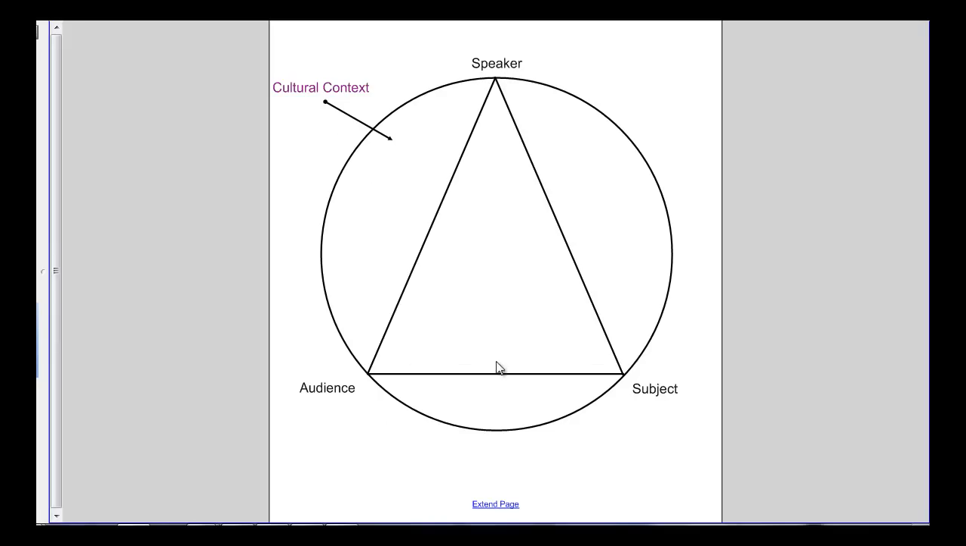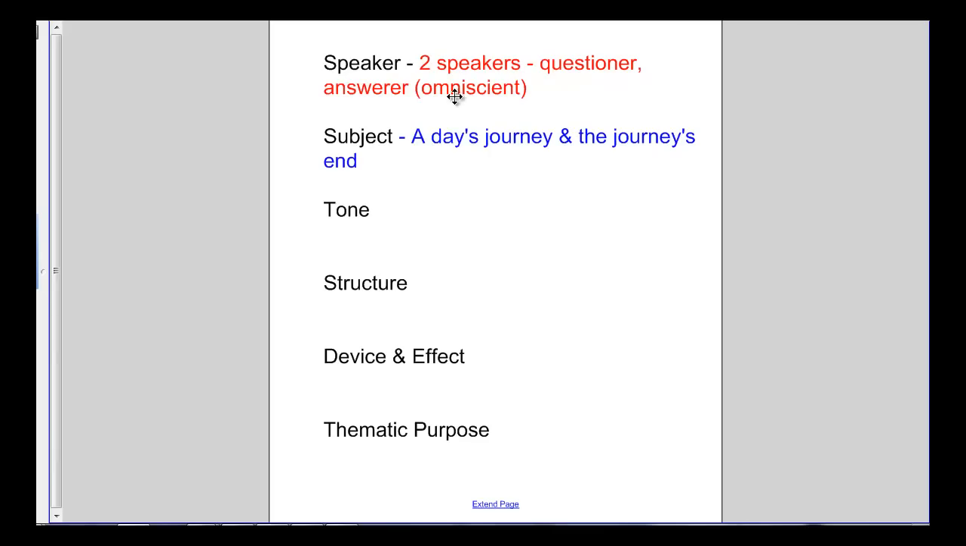This rhetorical triangle of speaker, audience, and subject, embedded within a cultural context, which is a big focus of Part 3, but we don't necessarily need to focus on that all the time, as we don't in Part 4, is a way of beginning to dig in and understand text. So when we think about the speaker, well, there's really 2 of them, question and answer. And here's a subject, day's journey, and the journey's end.